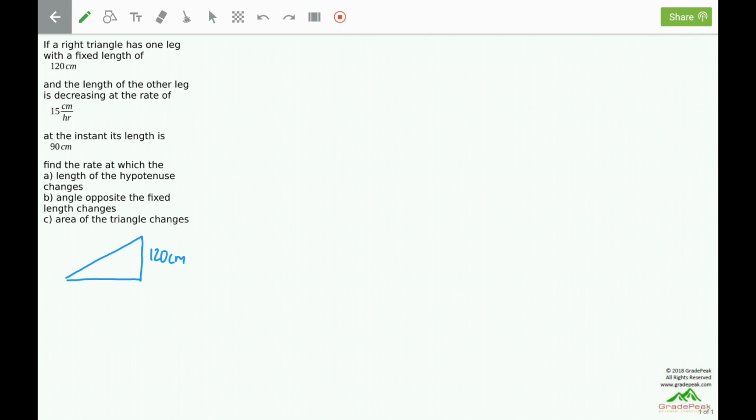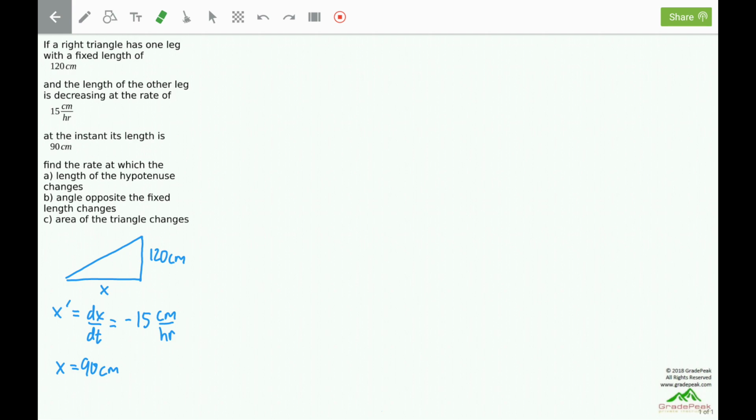The other leg has a length that is changing, it's decreasing with time. So we will want to label it as a variable, say x, and we have the rate x prime or dx/dt as decreasing, therefore it's negative 15 in units of length for x over time, centimeters over hours. We're also given its length is 90 centimeters.